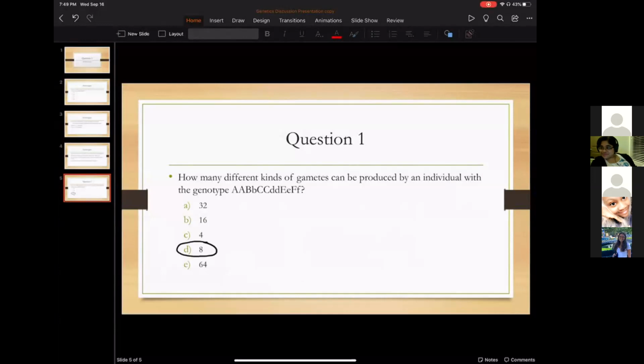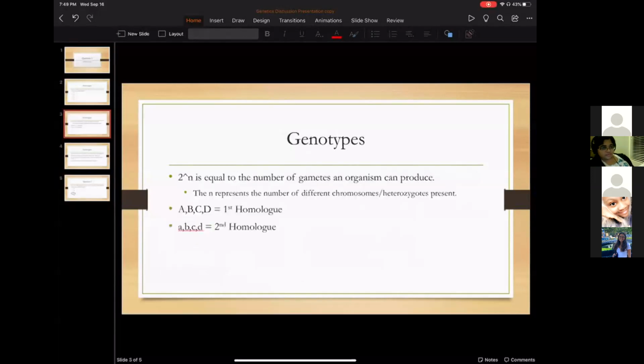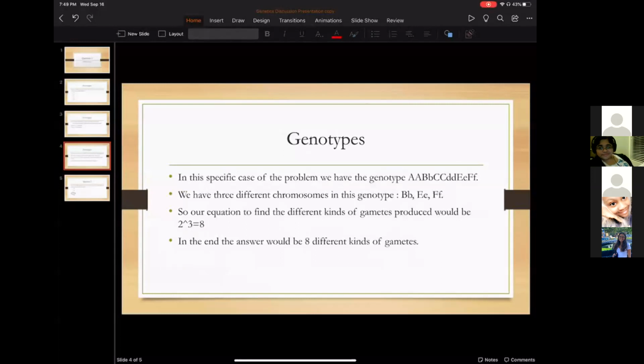It's always heterozygotes, right? You only count the heterozygotes. So over here, you wouldn't count the ones that have only capitalized letters or only lowercase. It has to be a capital letter matched with a lowercase letter, and that's how you do it. Okay, thank you. Of course.